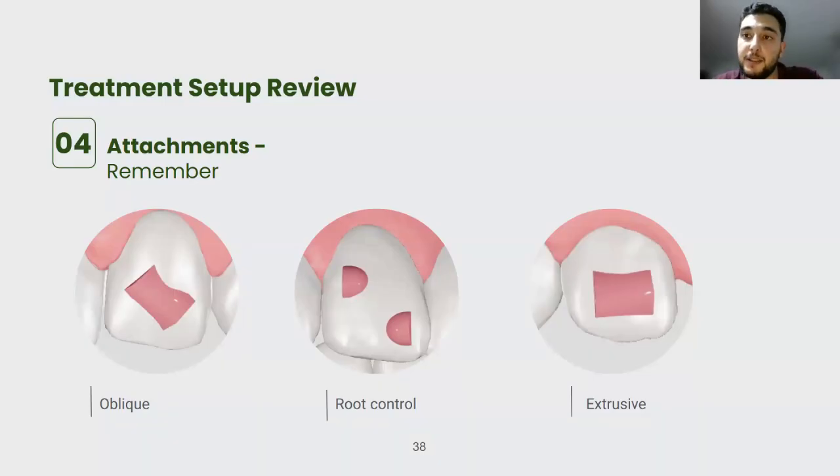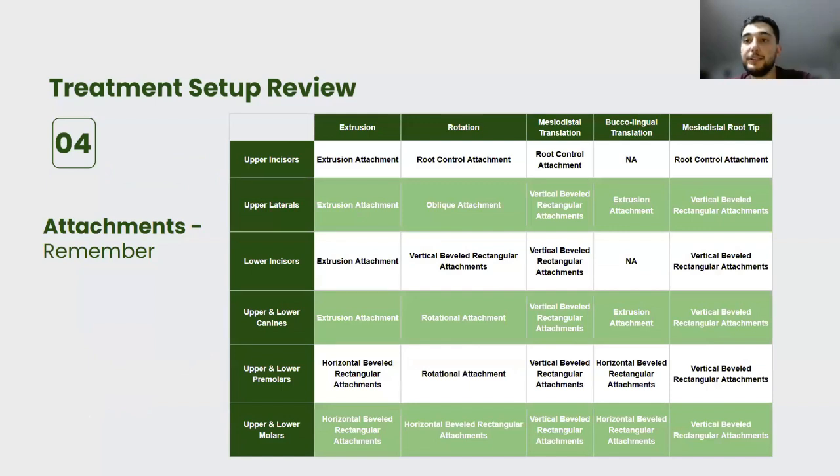Also for central incisors, this is strictly for upper centrals, I think root control attachments are the most perfect to apply this coupled mechanics or coupled force to the tooth itself. And whenever we're extruding teeth other than the lateral incisor, we can use the extrusive attachment, which is basically similar to the oblique attachment, but it's placed in a horizontal manner. You can go ahead and screenshot this table if you want, as a guide to learn how each movement would require different attachments.